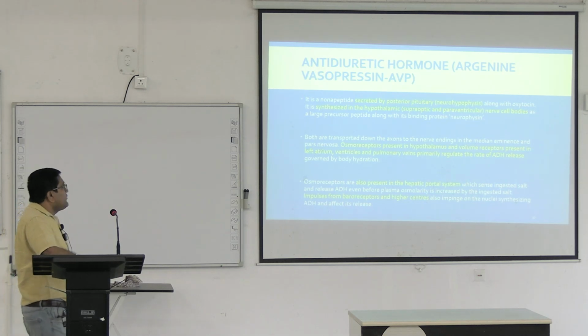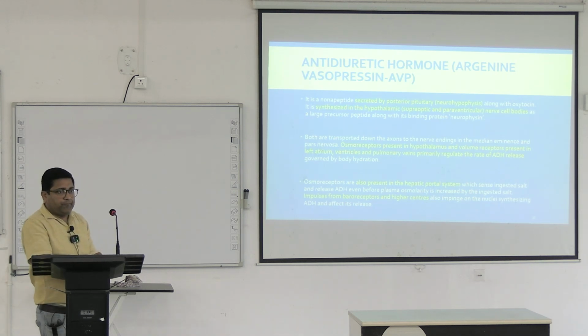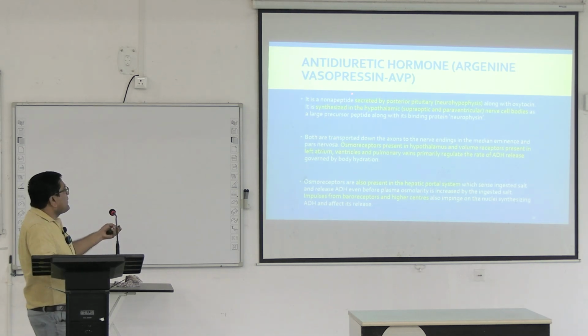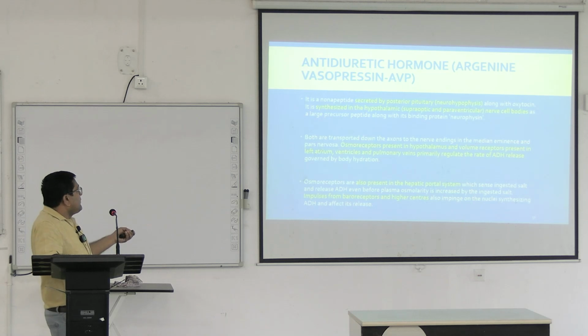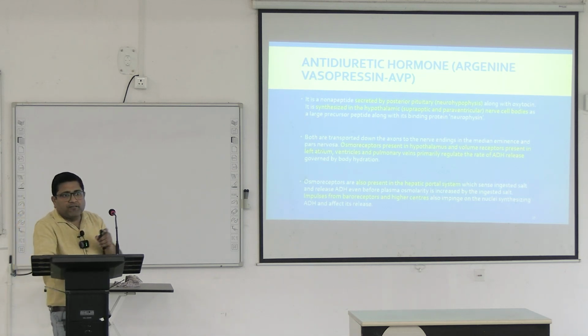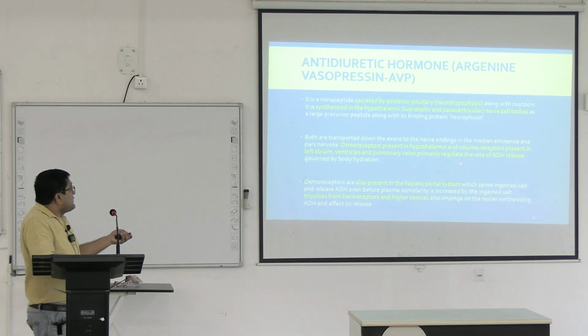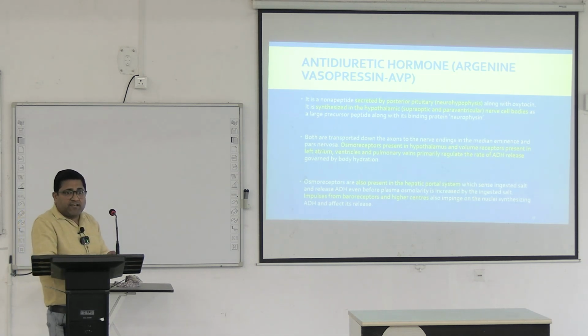Now coming to antidiuretic hormone, also called arginine vasopressin or denoted as AVP. Now it's basically a peptide hormone. It is secreted from the posterior pituitary. It is synthesized in the hypothalamus and then comes down along the axon, stored in the posterior pituitary and secreted from it. Osmoreceptors present in the hypothalamus and the volume receptors present in the left atrium regulate the release of ADH, governed by the body water status.